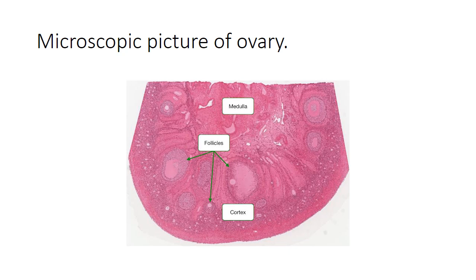Just next to the ovarian cortex, which is comprised of the stroma and the parenchyma, we move towards the center of the ovary, which is the medulla. It is made up of loose connective tissue along with blood vessels, nerves and lymphatics. So this completes your practical of histology. Please see the next slide.